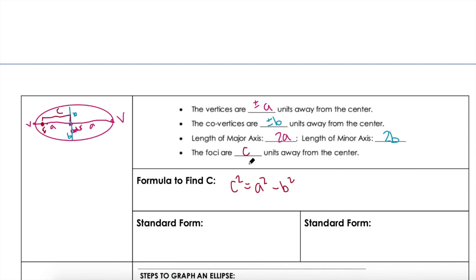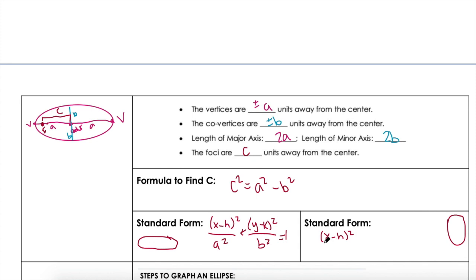Our standard form for an ellipse is x minus h quantity squared over a squared, plus y minus k quantity squared over b squared equals 1. This would be if our ellipse is more horizontal. If our ellipse goes more vertical, the part that changes is a and b, because a represents the longer length. So we would have x minus h quantity squared over b squared, so now our x dimension is smaller, plus y minus k quantity squared over a squared equals 1.